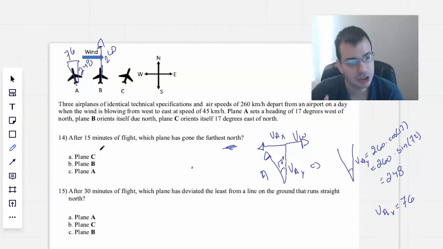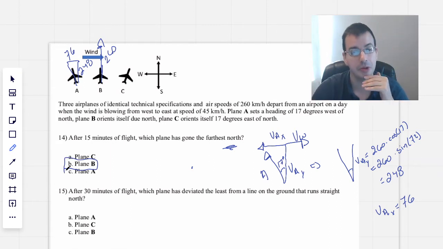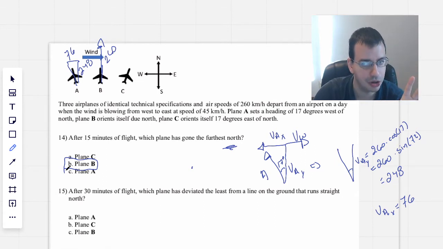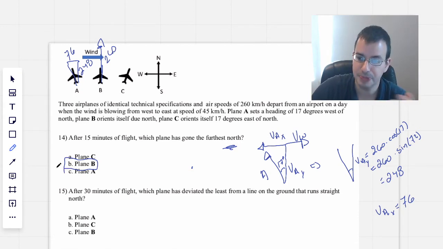Therefore, the plane that goes the most north will be B, because it has the most of its original speed going towards north, and the wind doesn't affect the direction of north at all because it's perpendicular. And that goes back to the idea of vector addition.